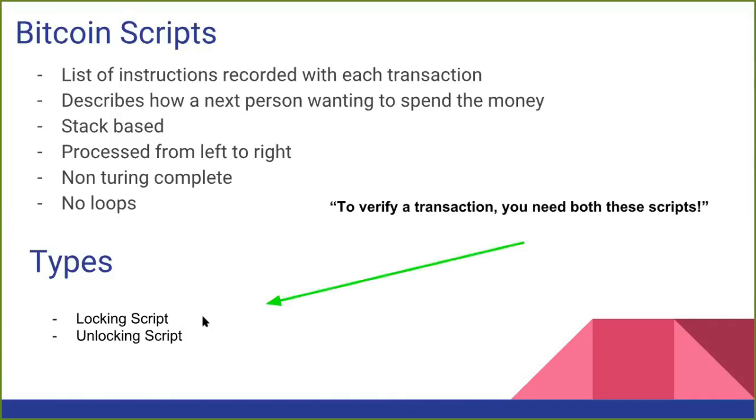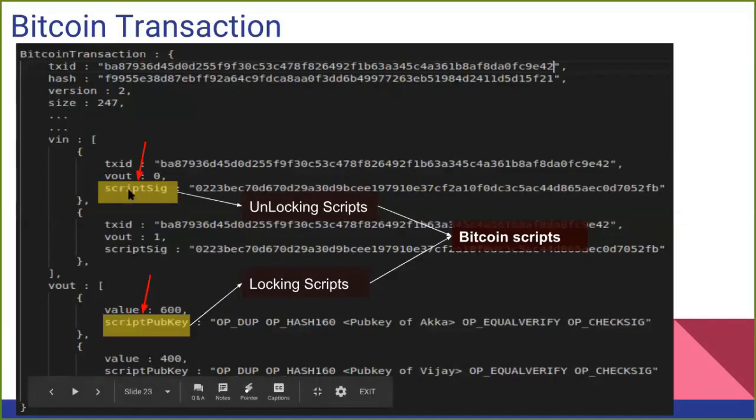So to verify a transaction, we need both of these scripts. Let's say Vijay is trying to spend some money. Vijay gives the unlocking script, which means he is putting the signature, but he is also giving the reference to the locking script. The reference was the transaction ID and the output index. So he was giving the unlocking script, and also the reference to some locking script, something similar to this.